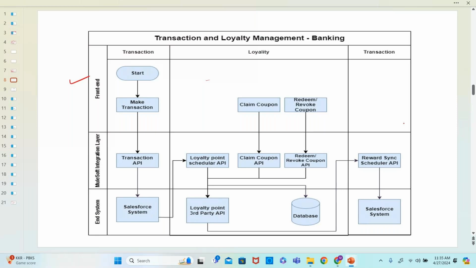Now, what happens? As an integration layer, a MuleSoft integration layer, we have developed a transaction API for handling this particular situation. As soon as the customer raises a credit card transaction, this API will be triggered. Our MuleSoft transaction API will be triggered, and then it will fetch all the details from that particular transaction and update the backend Salesforce system. What is the source here? The source is the front end and the target system is Salesforce.